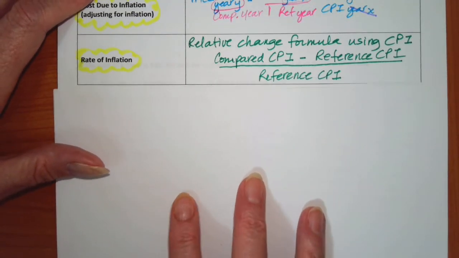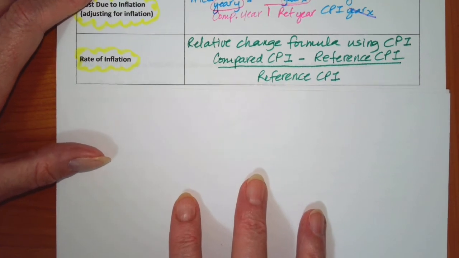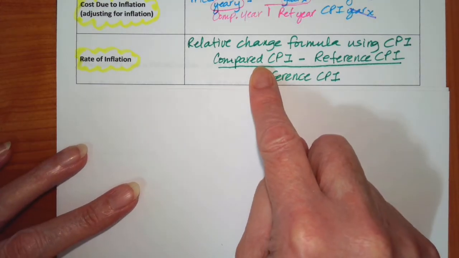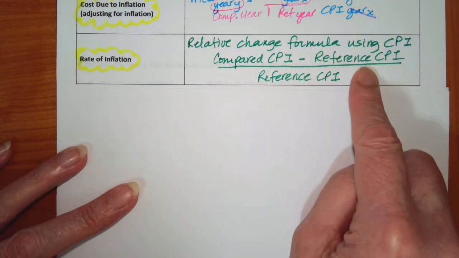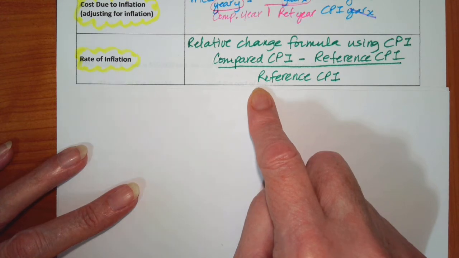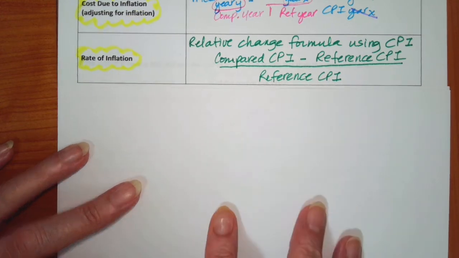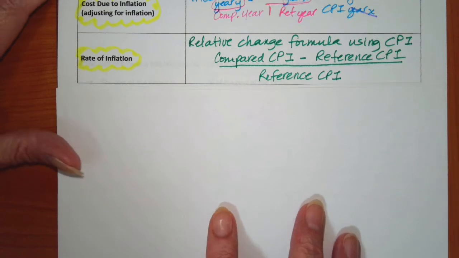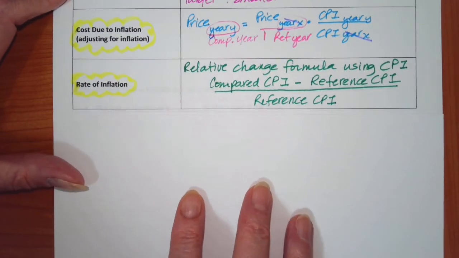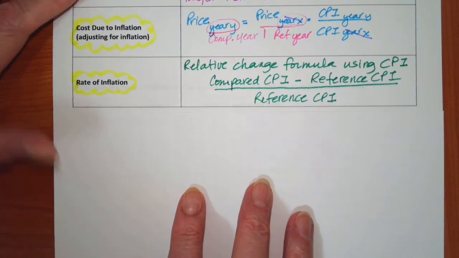Okay, now the rate of inflation, this is really easy if you know your relative change formula, because you're just going to compare the CPIs. For the CPI from the compared year, minus the CPI from the reference year, divided by the CPI from the reference year. Okay, so that was it, but you've got to know these formulas. And we talked about brain dump. That would be a good thing for you to brain dump when you get the test.